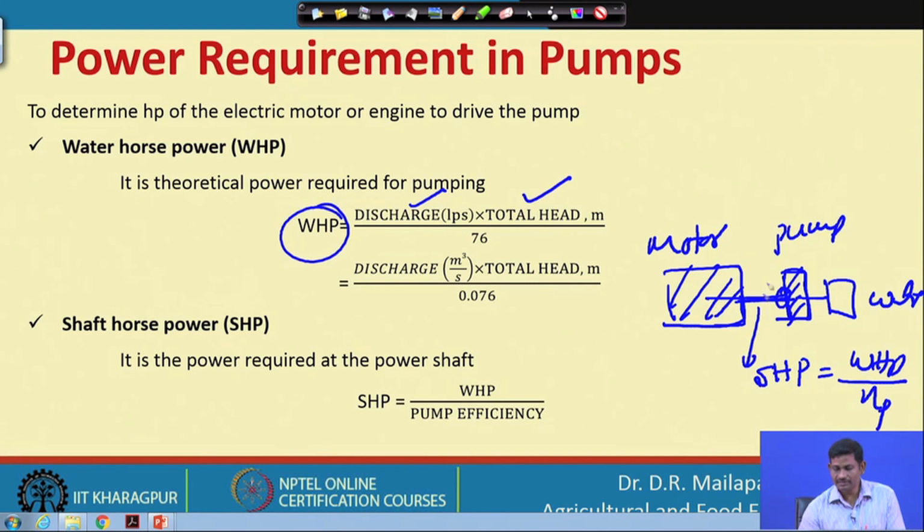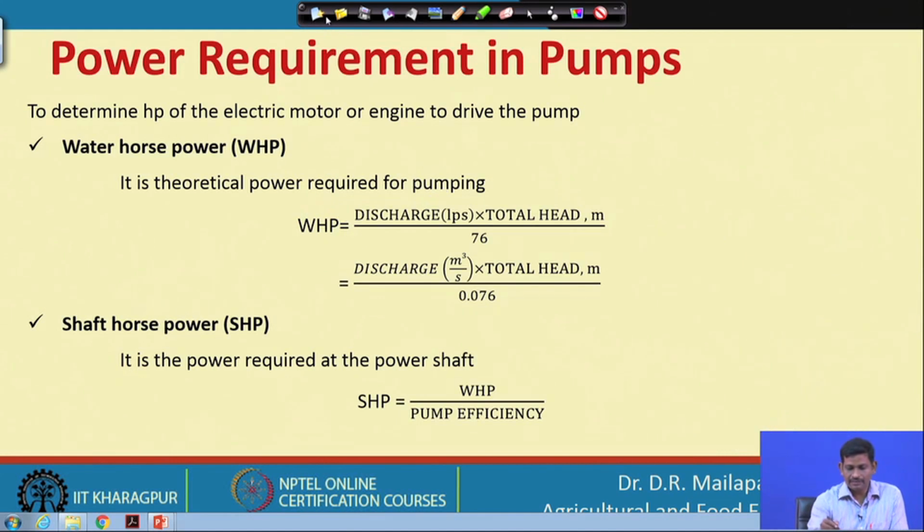So, how efficient is the pump? That gives the shaft horsepower, and then the next is the brake horsepower, which is equal to shaft horsepower divided by the efficiency of the drive. Okay.